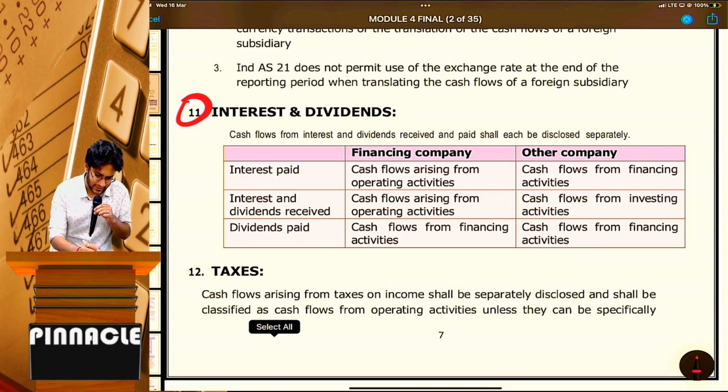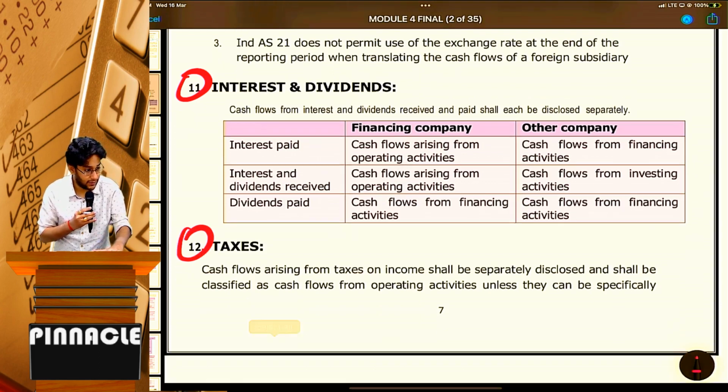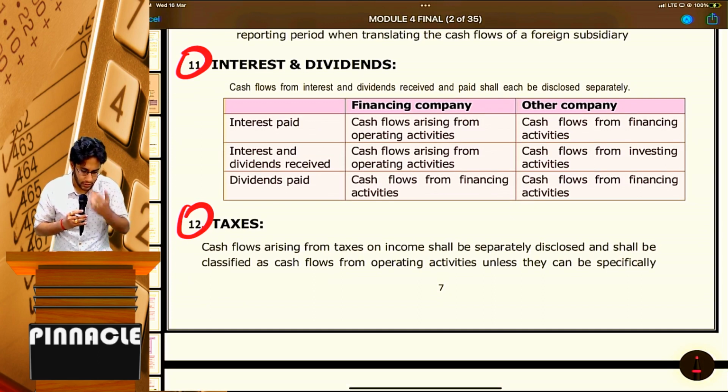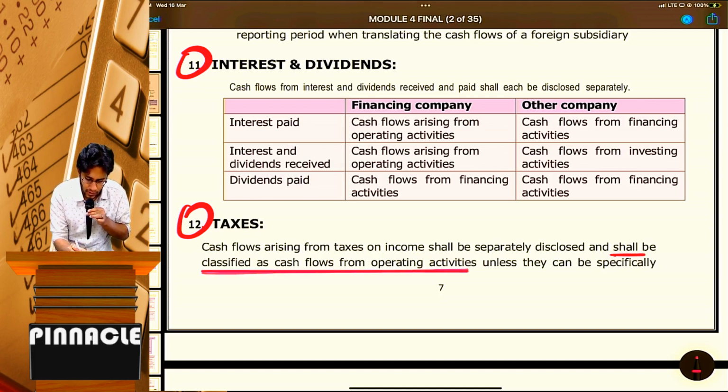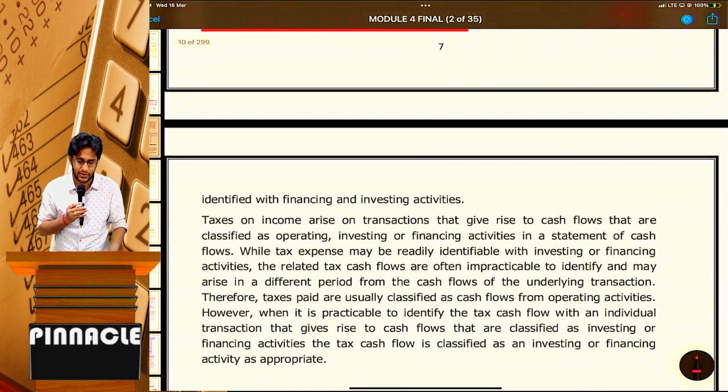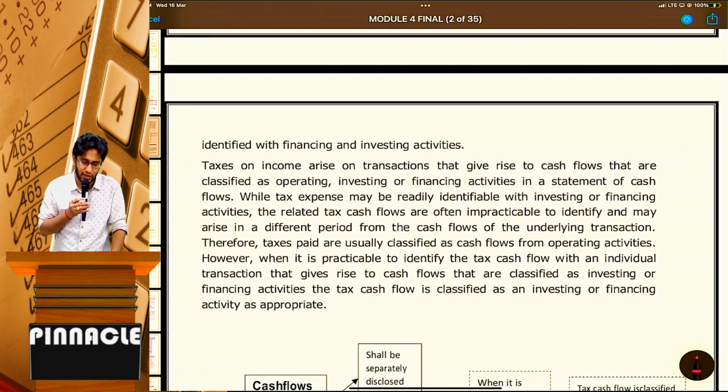The 12th point I already discussed with you. Cash flows arising from taxes on income shall be separately disclosed and shall be classified as cash flow from operating activity, unless they can be specifically identified with financing or investing activity.